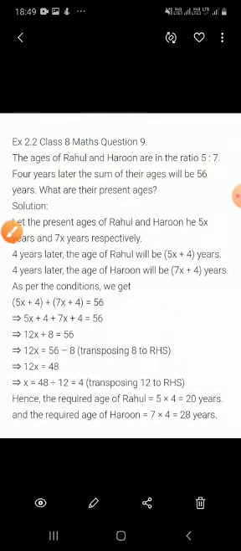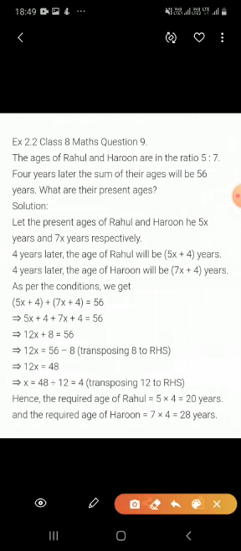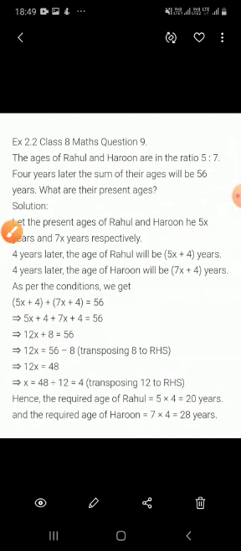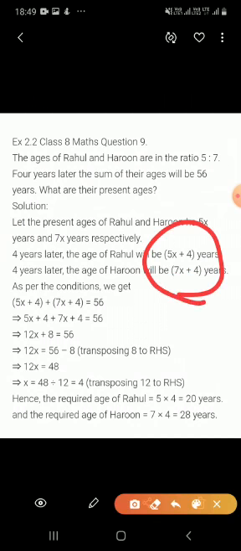Now the second statement: 4 years later. Present ages are 5x and 7x, so 4 years later we will add 4. Like if your present age is 10, then after 4 years your age will be 10 plus 4, that is 14. The same is being done here. So 4 years later the age of Rahul will be 5x plus 4 and Harun's will be 7x plus 4.